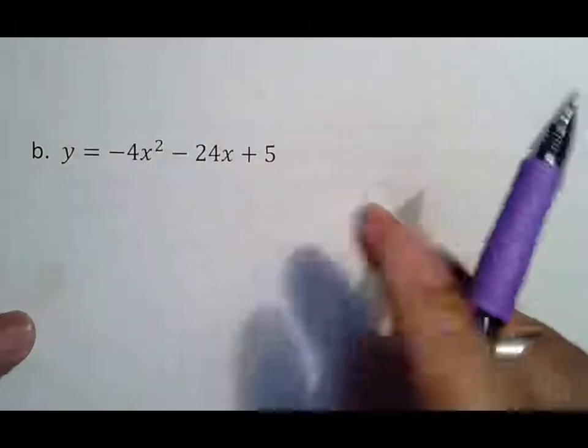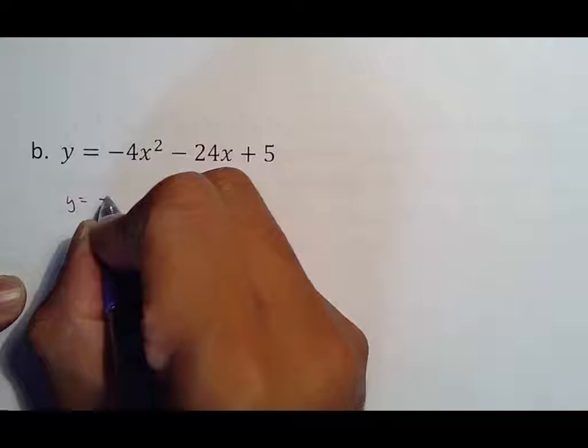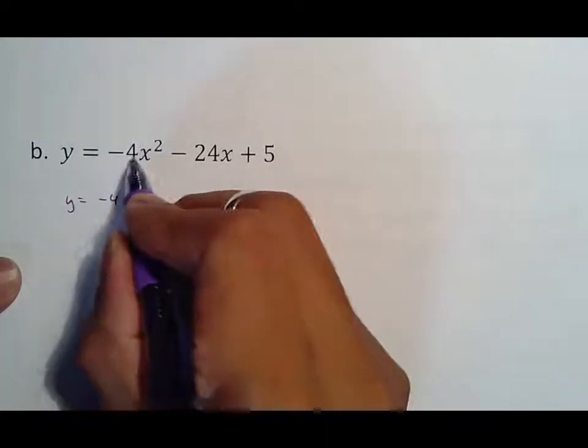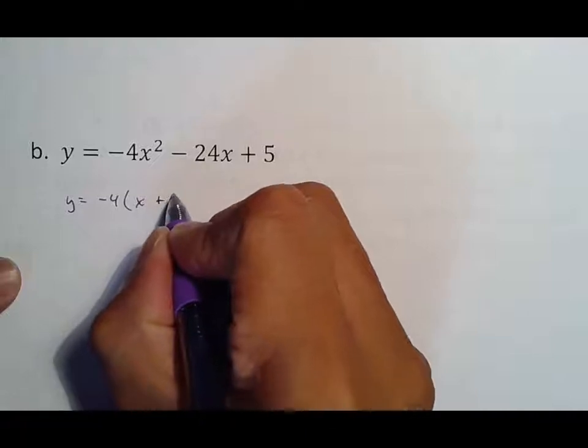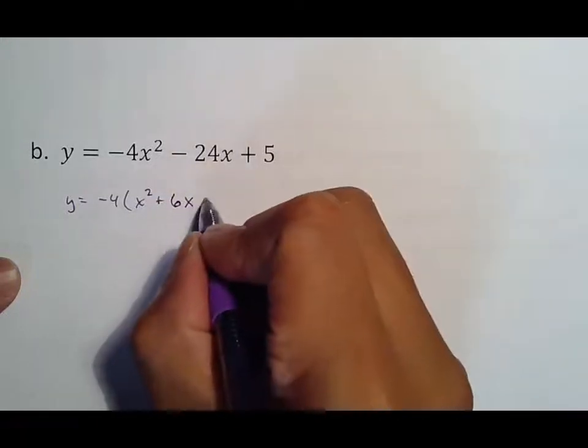Difficult versions, which I'm going to guarantee you're going to see on your quiz, is the one with the negative. So again, what we do is we pull off the negative 4. But you have to be careful because you're dividing by negative 4, which means that should become plus 6. I'm sorry, x squared plus 6x.